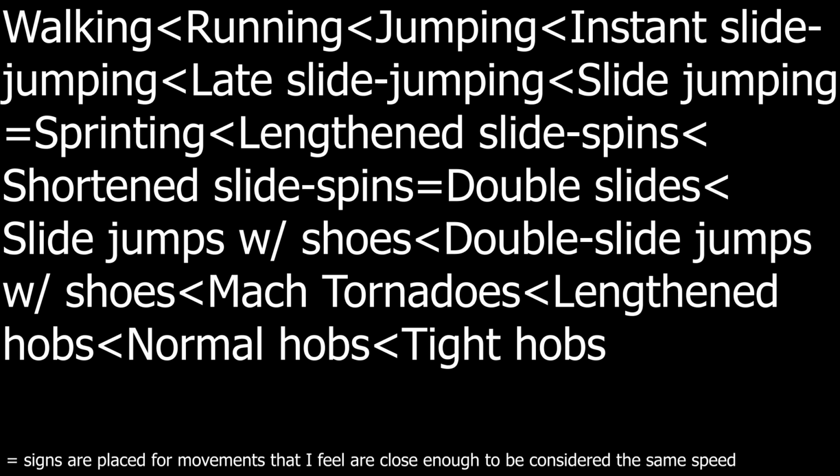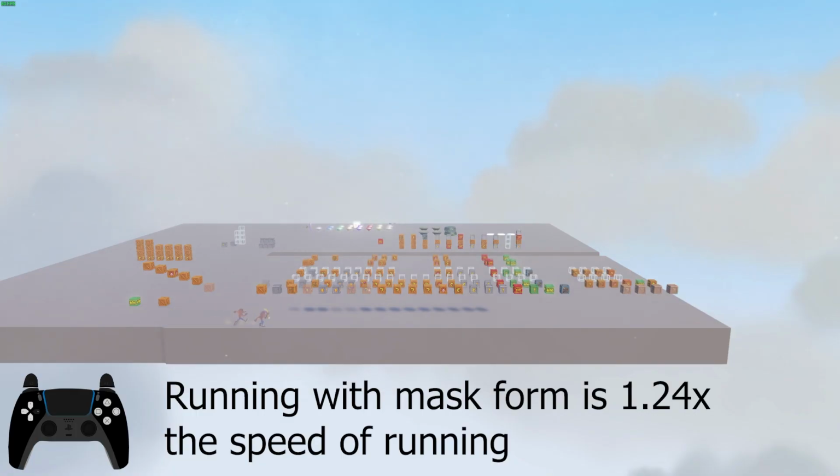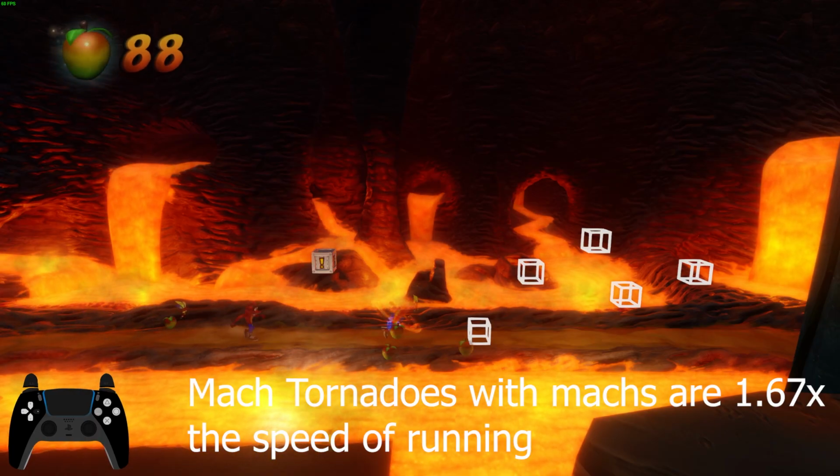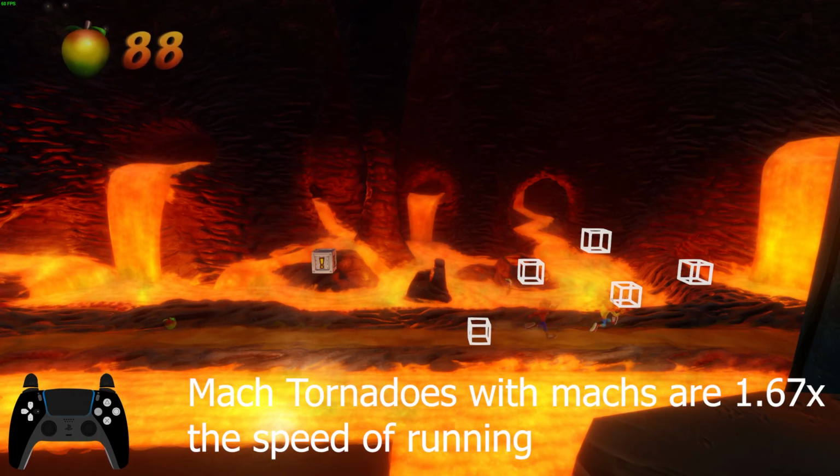Now we're going to be moving on to everything with mask form, partially because I completely forgot it existed until I'd already uploaded the video for the first time. So to start us out, running with mask form is 1.24 times the speed of running, which is the exact same as sprinting, by the way. Also interestingly, as you'll see later, sprinting with mask form is the same thing as running with mask form.